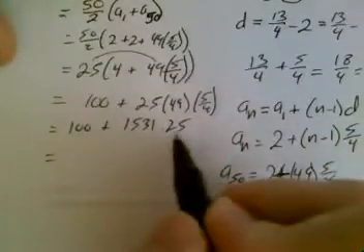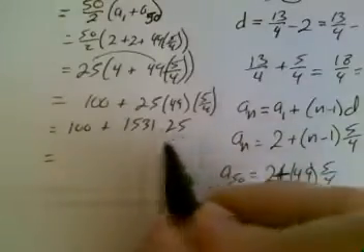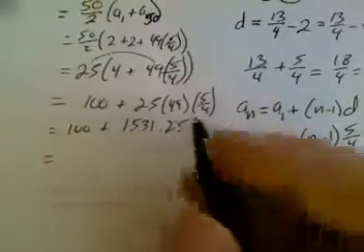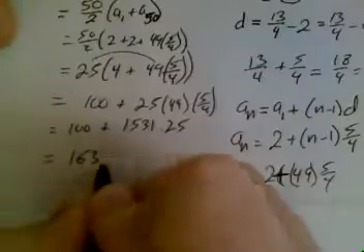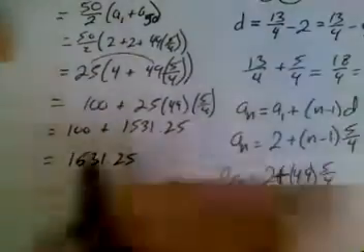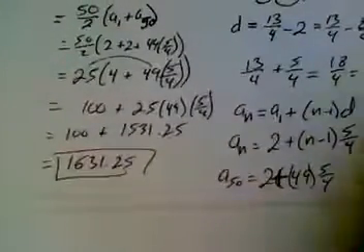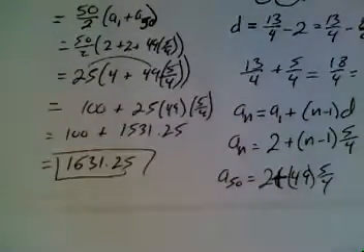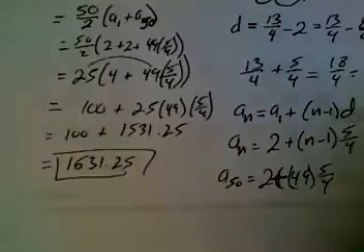But since it's not a nasty-looking decimal and it's not rounded at all, you can continue to use this decimal. So this gives me 1631.25, or whatever the fraction equivalent would be. But that is the answer to 8b, and now you understand why I didn't do that in the last video.